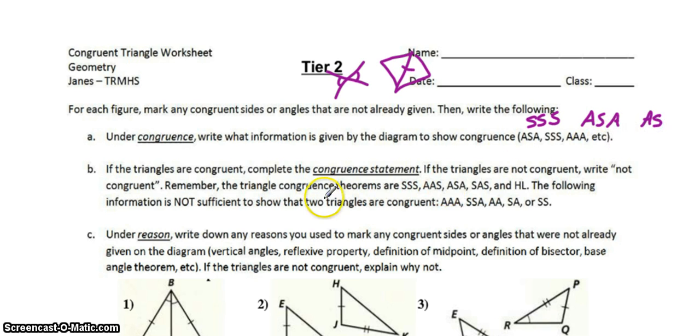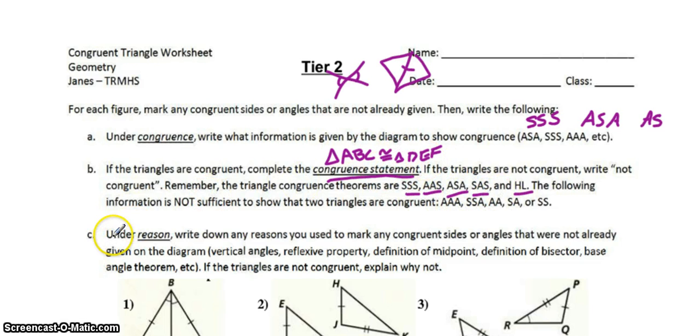We'll see. B, if the triangles are congruent, complete the congruence statement. So a congruence statement, that's one of these things, right? Maybe triangle ABC is congruent to triangle DEF. That's a congruence statement right there. If the triangles are not congruent, write not congruent. Remember, the triangle congruence theorems are side, side, side, angle, angle, side, side, angle, side, and hypotenuse leg. So if I don't have one of those, I've got to write not congruent. If I do have one of those, then I'll write the congruence statement.